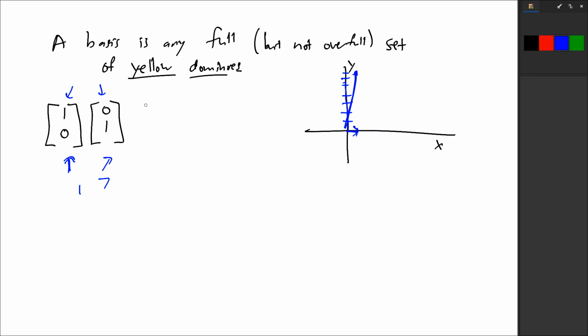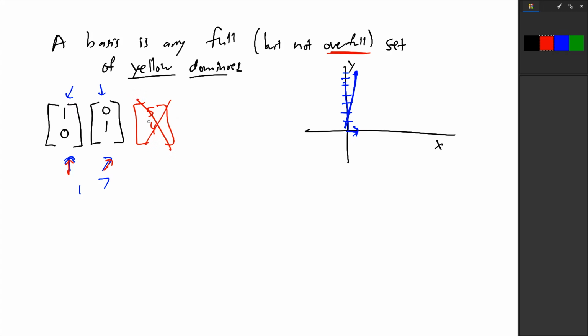Now, of course, if I give you any other domino also, right? Like if I tried to sneak in here, oh, I'm also going to give you 5, 4. You're going to cry foul and say, oh, that's overfull now. Right? Because you don't need to give me 5, 4. I can already get to 5, 4 all on my own, thank you, by using 1, 0 and 0, 1. So this here would make this set of vectors not a basis because now it would be overfull.